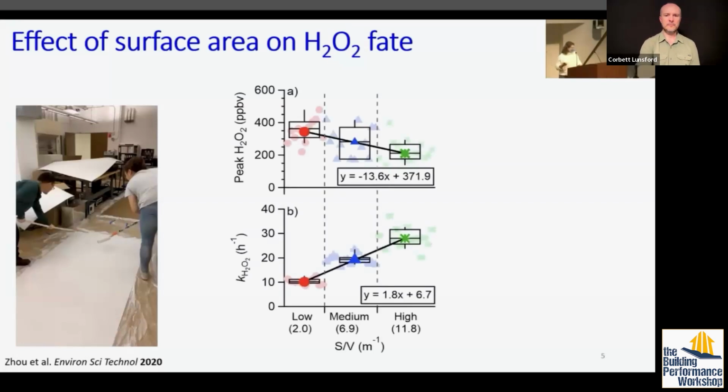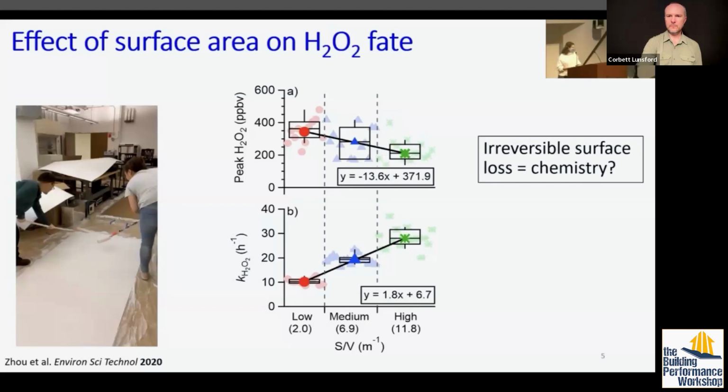And what we can see is that looking at the peak hydrogen peroxide levels that we observed, they're highest when we have the lowest surface area to volume ratio, so in the empty chamber, and they are lowest when we have a lot of surface area. Even more telling maybe is that the rate constant for the loss of hydrogen peroxide in the air increases from about 10 to over 30 per hour when we increase that surface area. So it does seem as though surface loss is a very important fate for hydrogen peroxide in these studies. And also what was interesting was it appeared to be irreversible. We never saw the hydrogen peroxide coming back off of those surfaces.